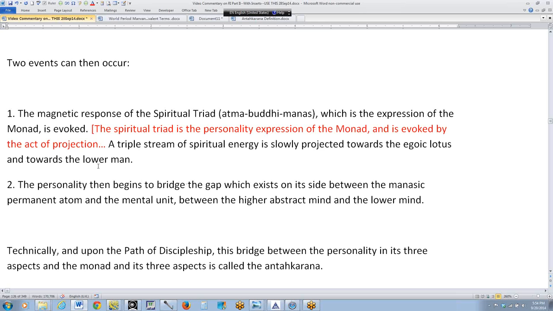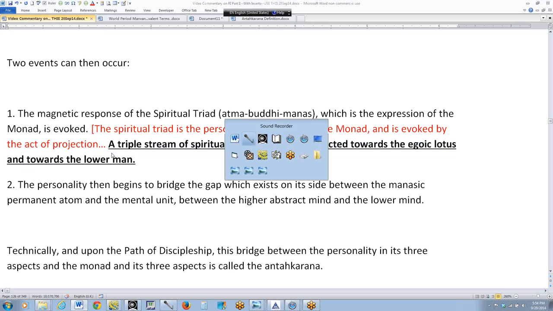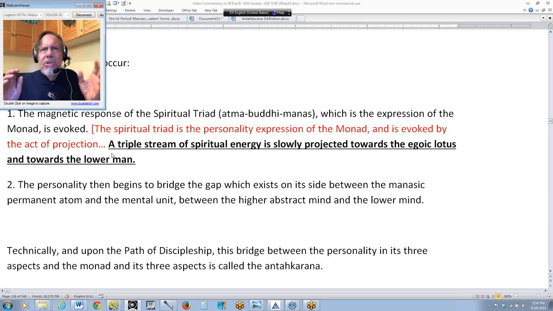A triple stream of spiritual energy is slowly projected towards the egoic lotus and towards the lower man. And note, we would really have to note this because it's so intricate. Sometimes DK says, well, look, this subject is just too intricate for us to discuss. But in this particular case, he is discussing an intricate subject with us, and we can understand why sometimes he might refrain from giving us the full intricacy of a particular subject.